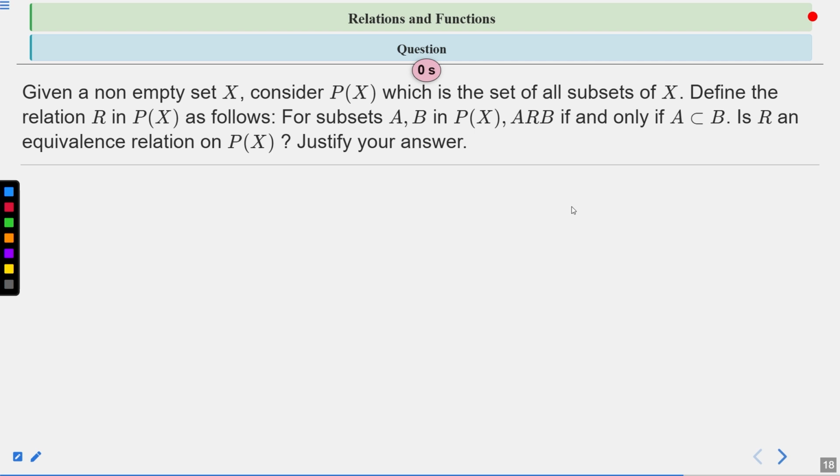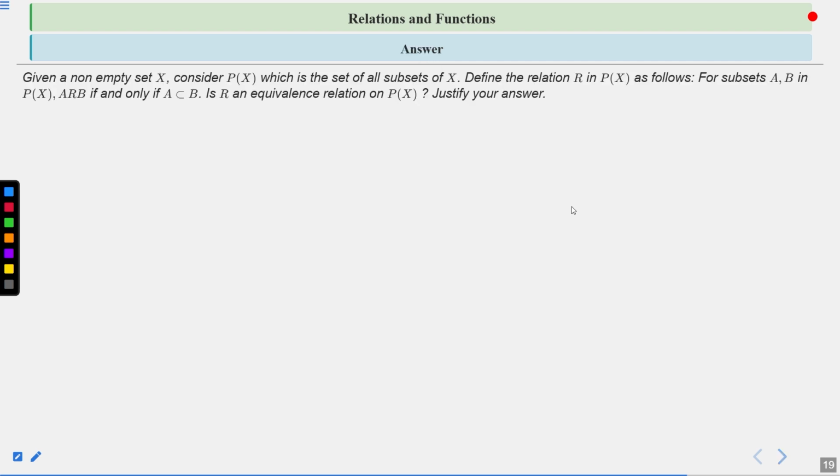Okay, let us move to the solution part. The question says, given a non-empty set X, we have to consider Px, which is the set of all subsets of X, right? Now define the relation R in Px as follows. For subsets A, B in Px, A is related to B if and only if A is a subset of B. Is R an equivalence relation on Px? We have to justify our answer also.